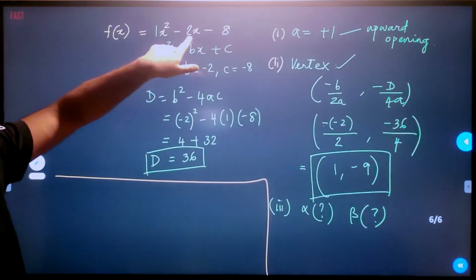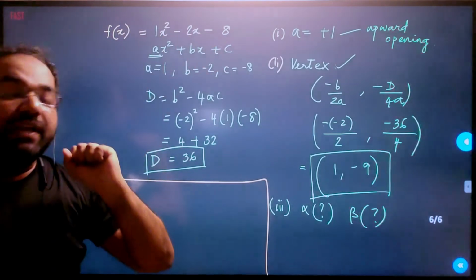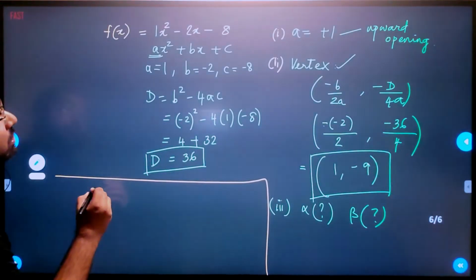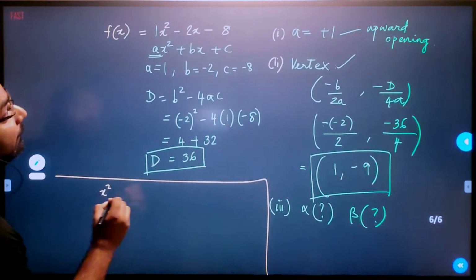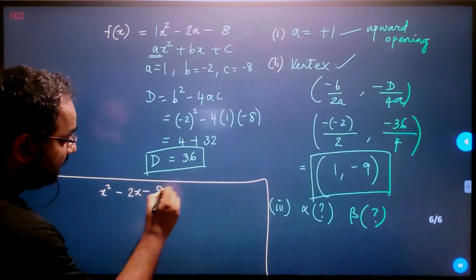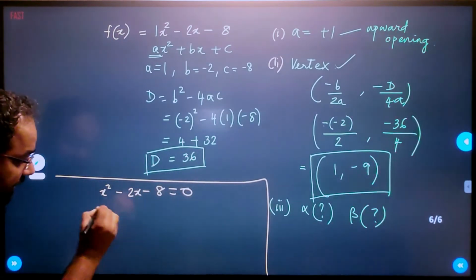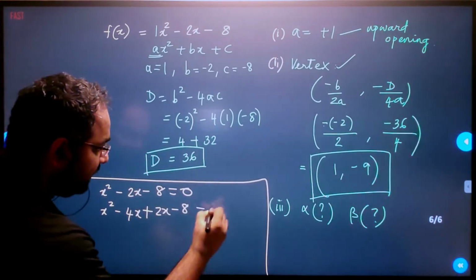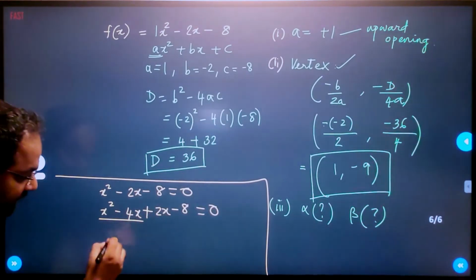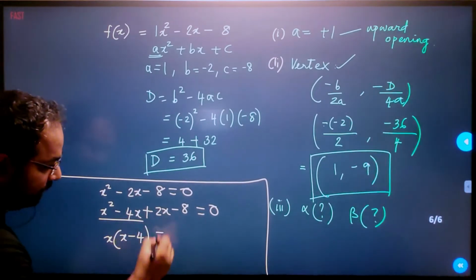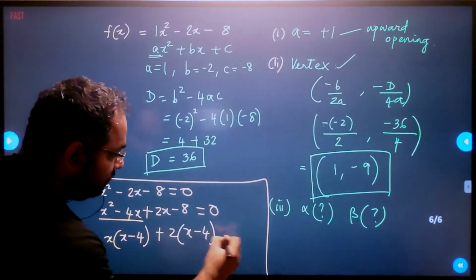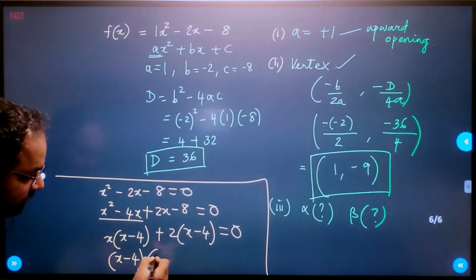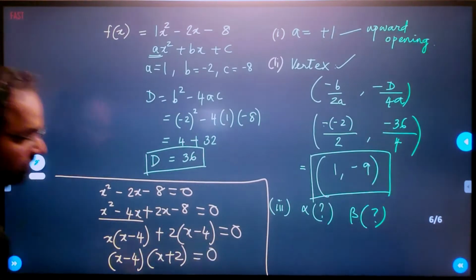You have to get factors of 8 that are going to give us 2. The factors of 8 that are going to give me 2 are 4 and 2. So let's split it. So I have x square minus 2x minus 8 is equal to 0. So I'm splitting it now. x square minus 4x plus 2x minus 8 equal to 0. Take a common factor here. x into x minus 4 plus 2 into x minus 4 is equal to 0. Now you take x minus 4 as common. So I get x plus 2 equal to 0.